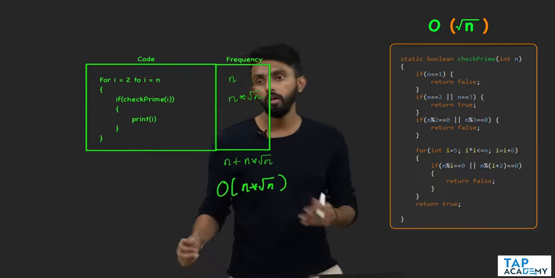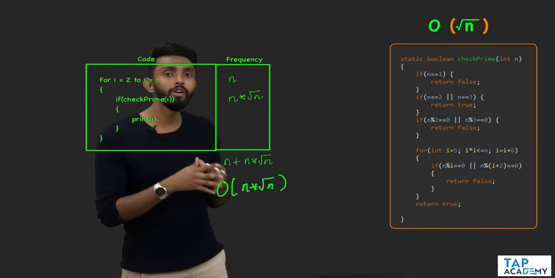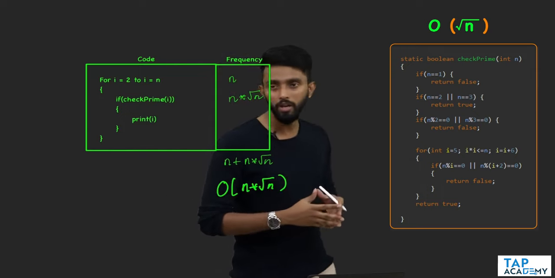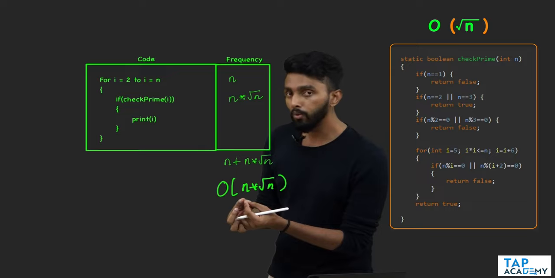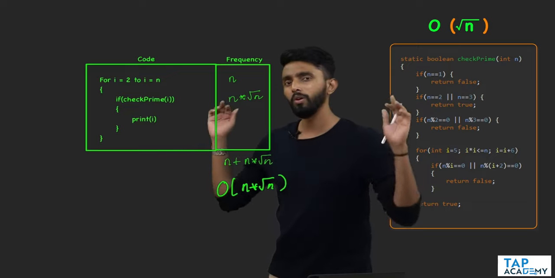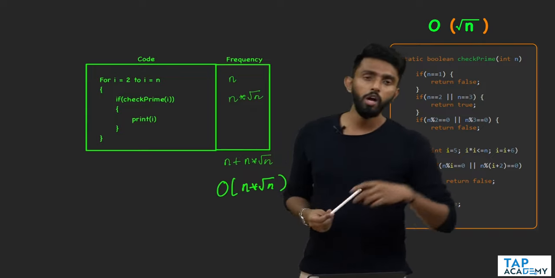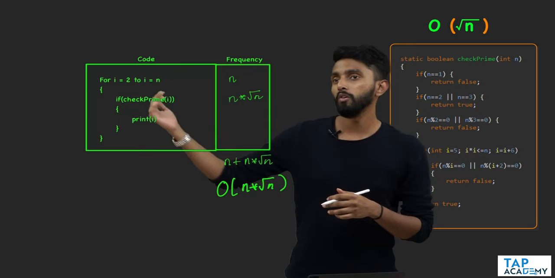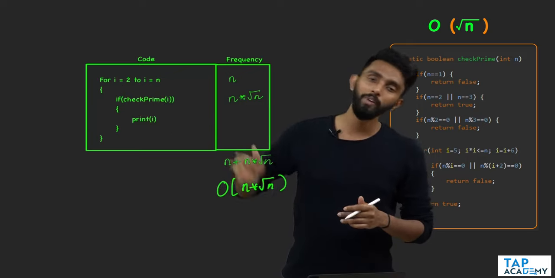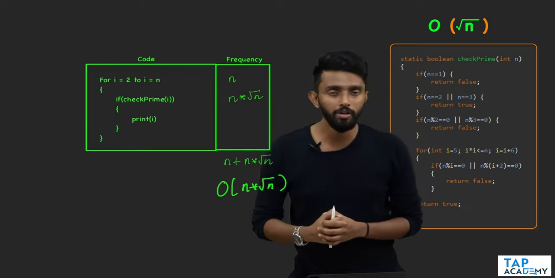How are you able to think? N into root n is definitely not an efficient way, right? It's not an efficient way because clearly you can see as the n value increases, your time complexity is going to significantly increase. So this is not the right approach to find or print all the prime numbers from 1 to n. I hope you're able to think. So how are we going to make it more efficient?